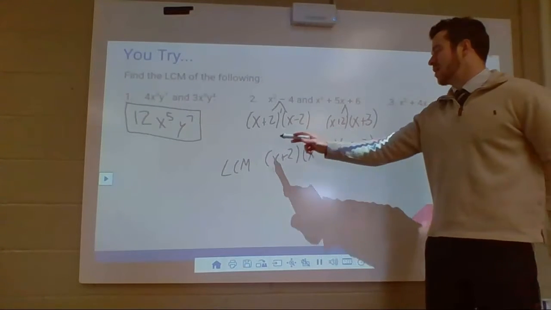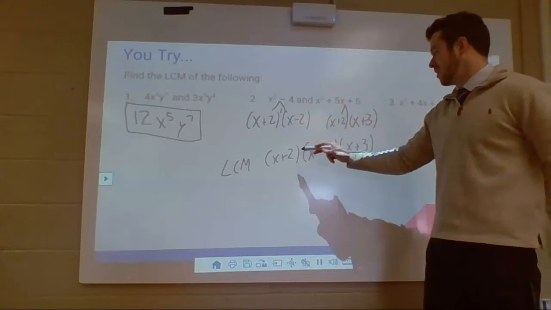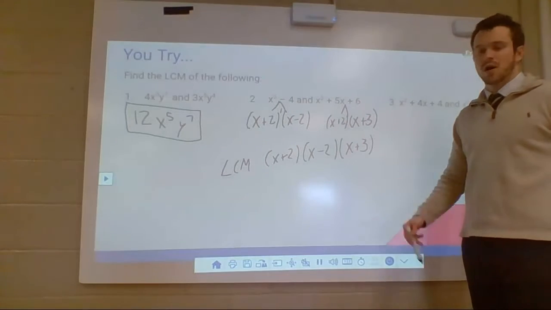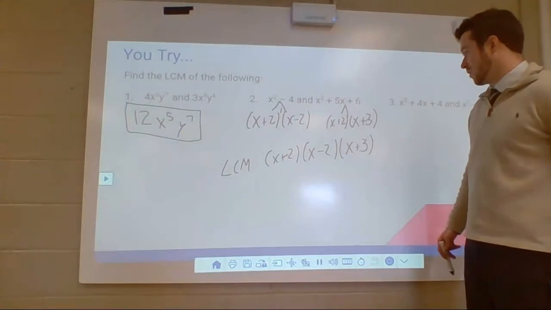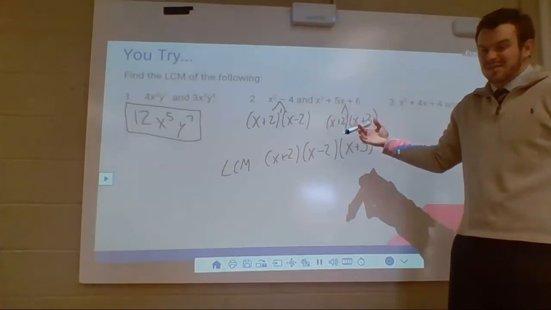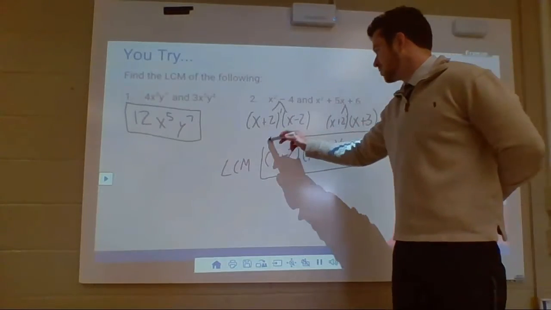So now the least common multiple of x squared minus 4 and x squared plus 5x plus 6 is x plus 2 times x minus 2 times x plus 3. Maybe rewind that if you didn't catch on there. And I did not distribute that out. I could, technically, but there's really no need to. We won't do that. I will not force you to do that.